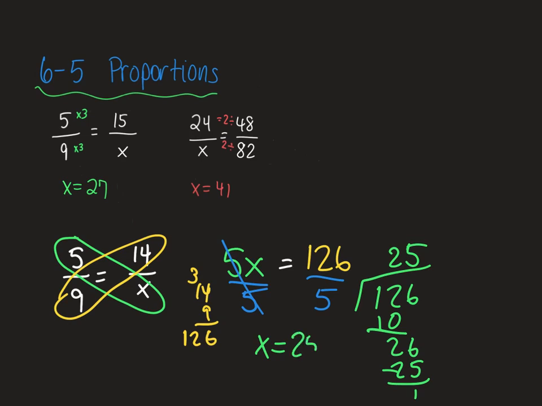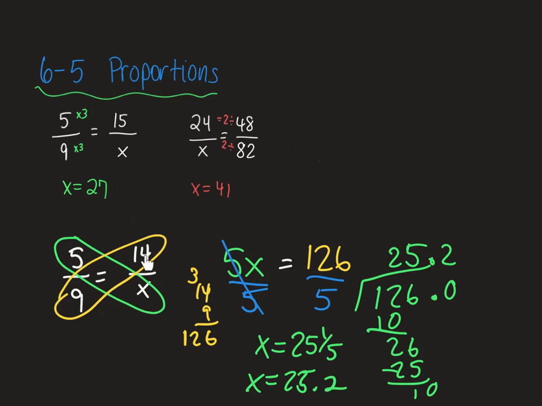So I could say 25 and 1/5, or I could add a 0 and bring it down and get a 2. So I could have a decimal answer. Either one, they're both great. But let's go back. Pattern was nice, but pattern doesn't always work.